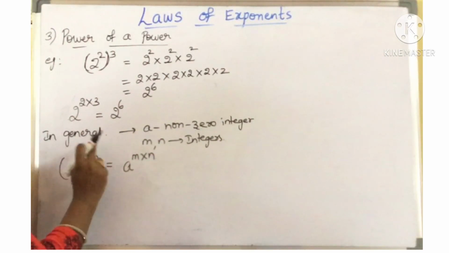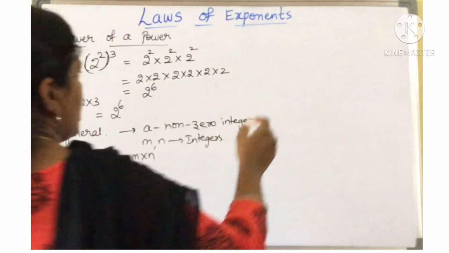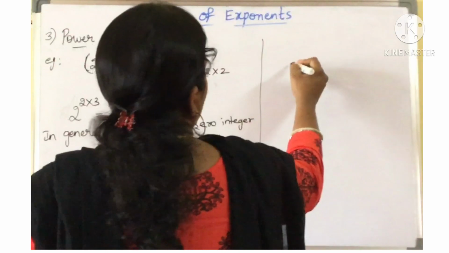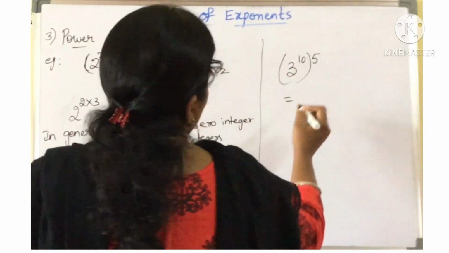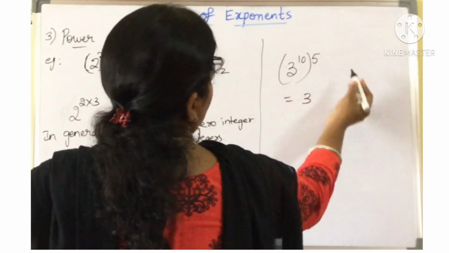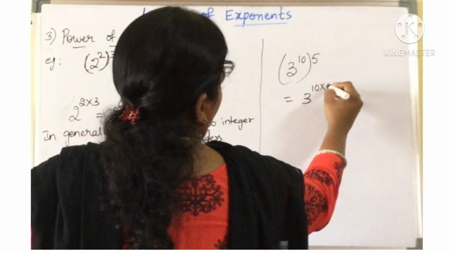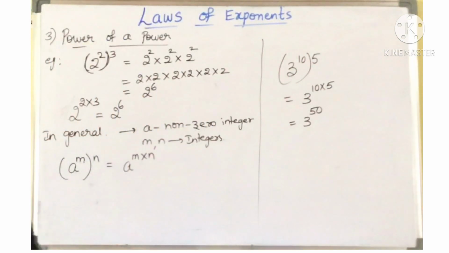So this is the general formula. A to the power of m whole to the power of n equal to a to the power of m into n. Now we are going to take one more example here. 3 to the power of 10 whole to the power of 5. So simply here it is raised power to power. So simply multiply the exponents. 10 into 5. That is nothing but 10 5s are 50. 3 to the power of 50.